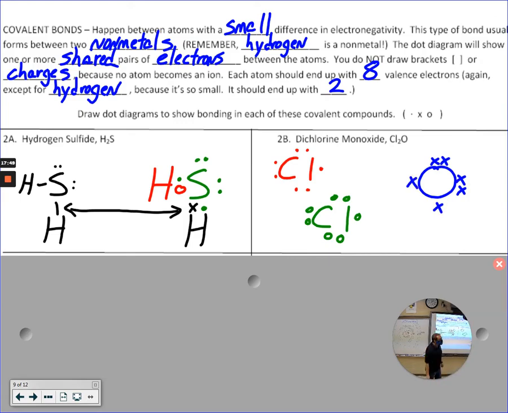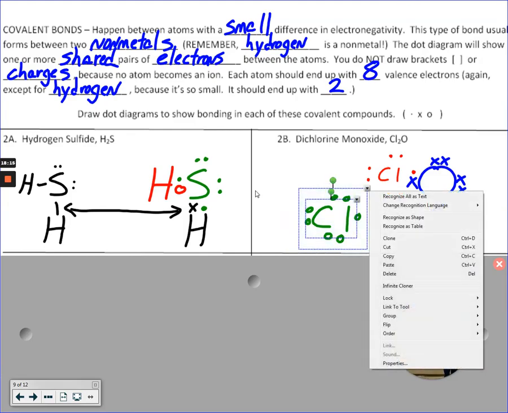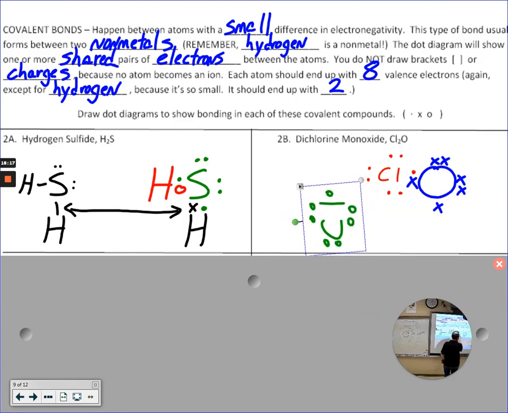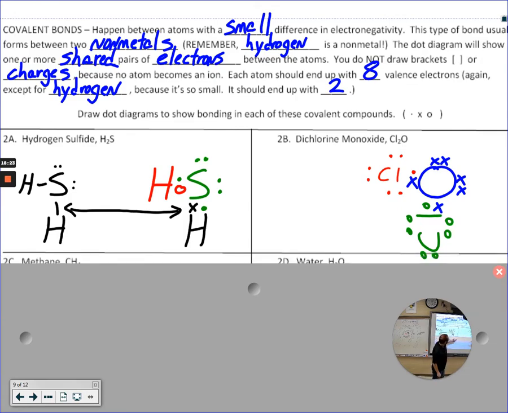So how are they all going to get cozy in such a way to where they all get a set of 8? Exactly, very good. This chlorine is going to get nice and cozy here. Bring its valence electrons along, all of them. Same thing with this chlorine here. So look, each chlorine has a set of 8. The oxygen now has a set of 8.